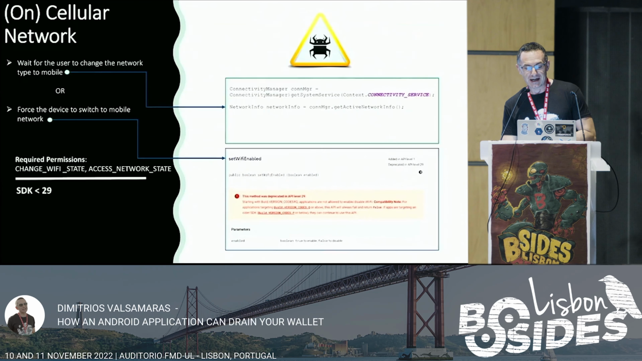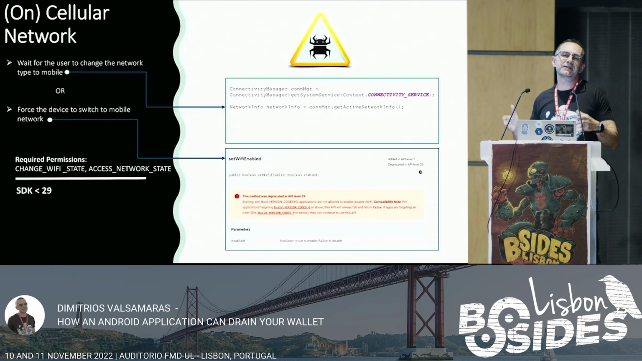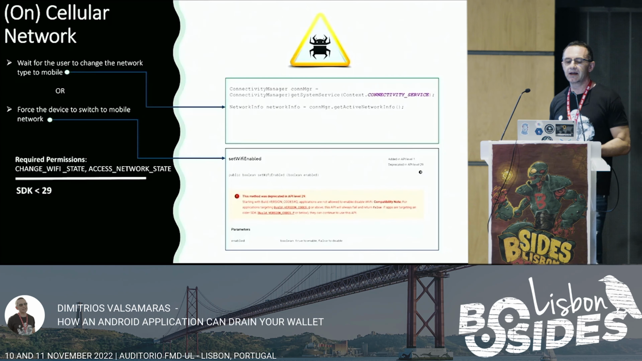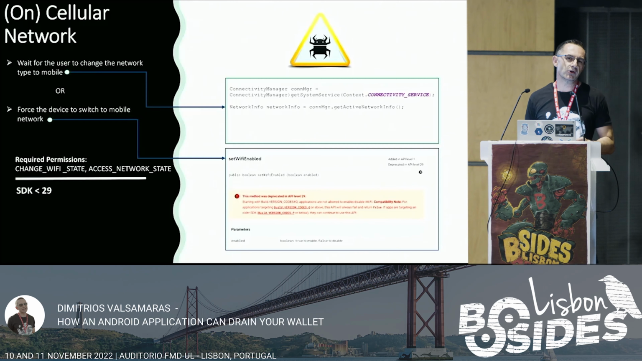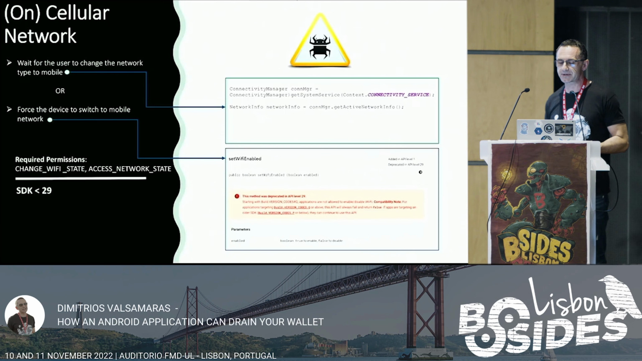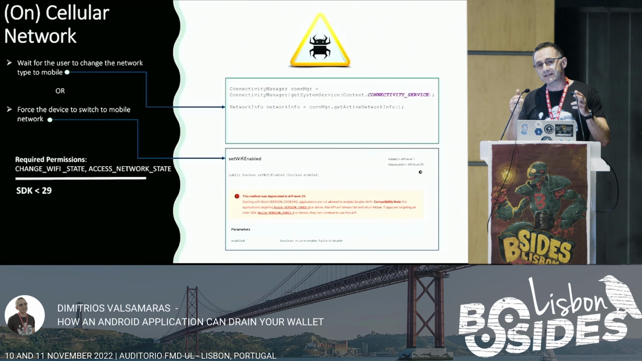All right. Now, the first step: make sure that the device operates on a mobile network. How do we do that? Either wait for the device to switch, or force the device to switch. To wait, get a NetworkInfo object, observe this object, and try to get the type of the network. If the type of the network is mobile, then start the next steps. The other way is to disable the Wi-Fi of the device.